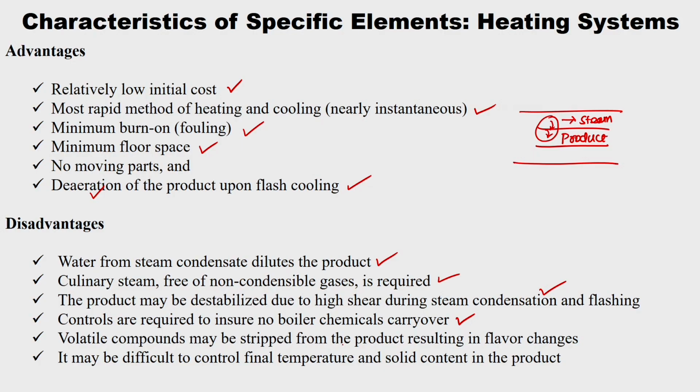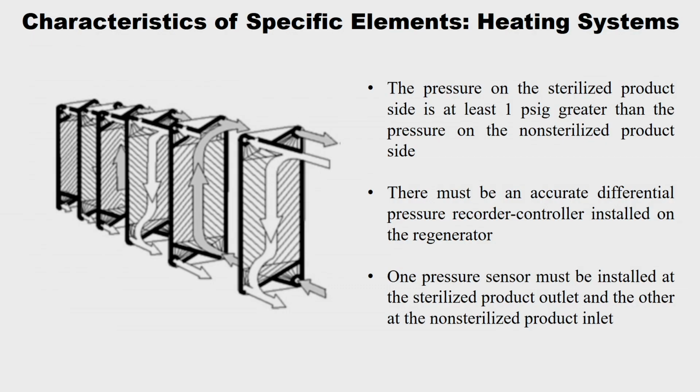Volatile components may be stripped from the product, resulting in flavor changes, right. So when you are using steam directly with the product, there may be volatile components that will also get vaporized, because of which flavor changes will happen. All these flavors are volatile, so when you are using steam directly on the product, they may be getting vaporized, and the flavor change occurs in the product. It may be difficult to control the final temperature and solid content in the product because it is a direct heating system. The next one is the indirect heating system.